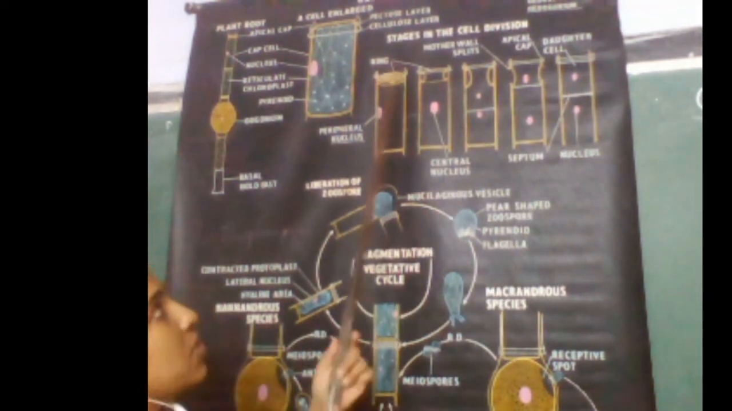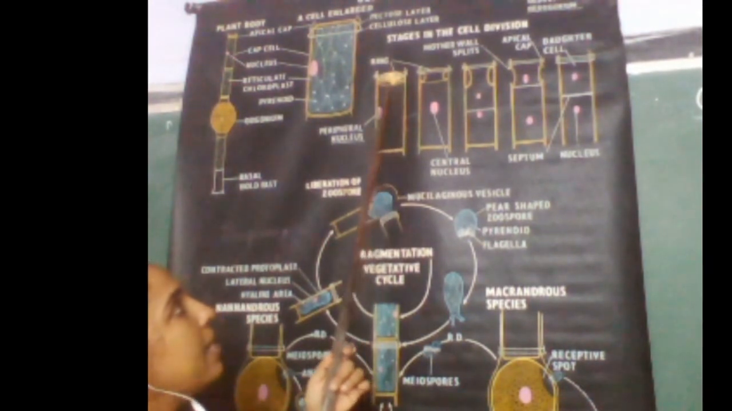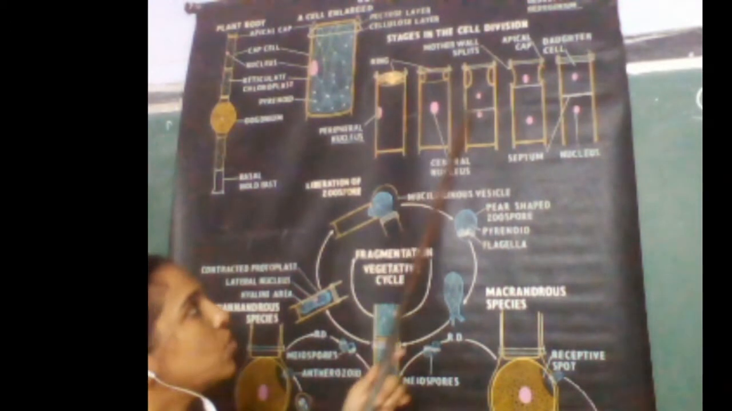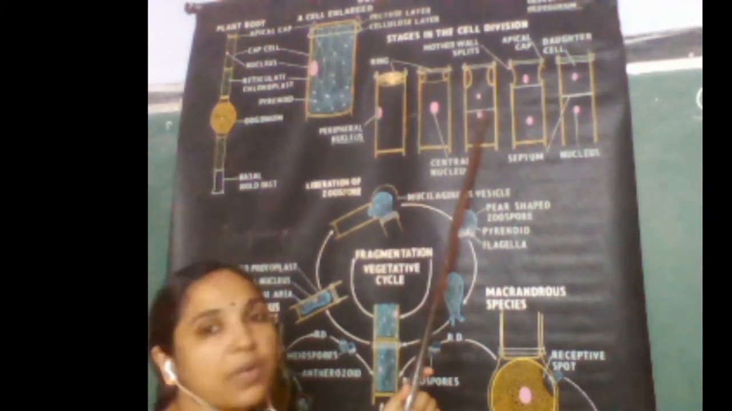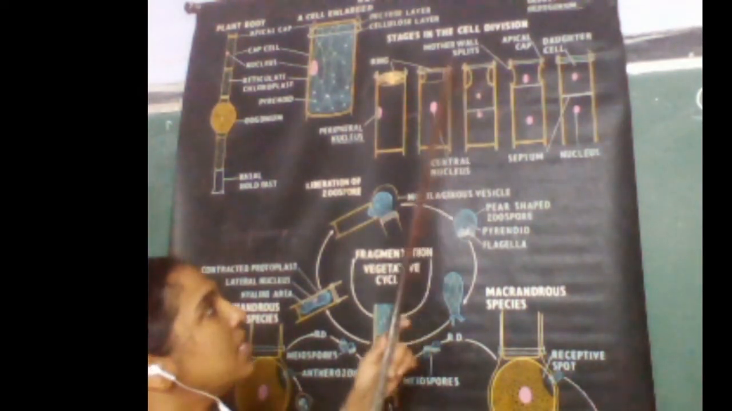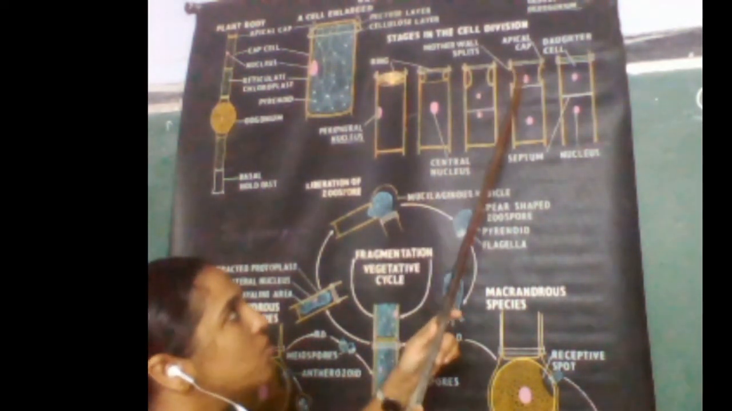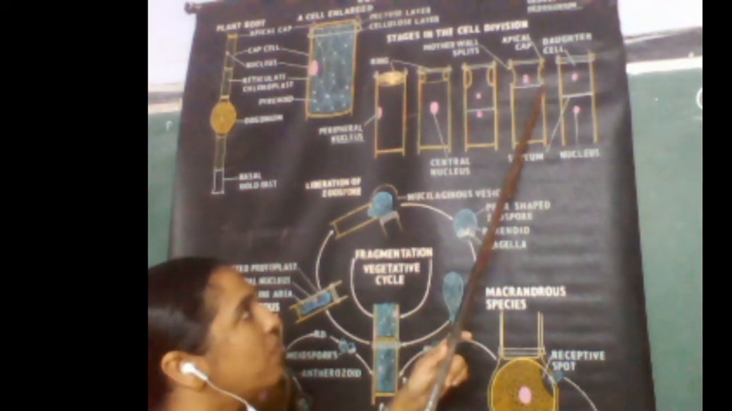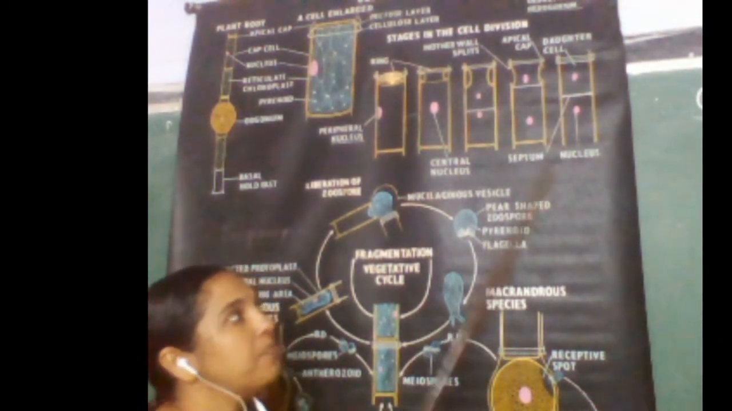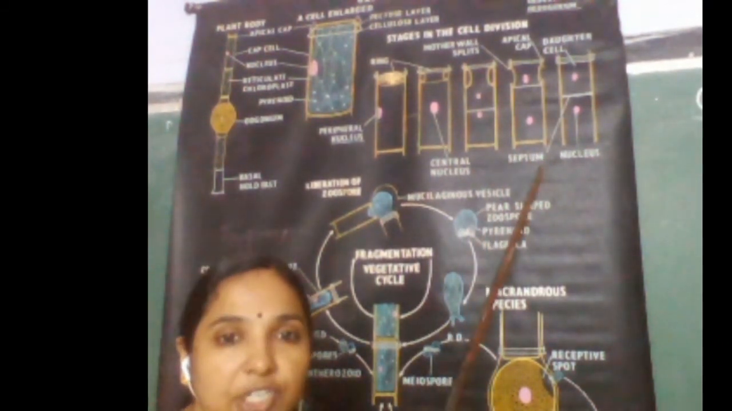Clear? So first a ring appears, the ring deepens on both sides. At the same time the nucleus divides into two. In between the nuclei a septum is formed. Then this wall dissolves and it deepens inwards and more inward, and the septum along with the nuclei move upward. Then this will join and it produces a new cell. This is the case of cell division in Oedogonium.